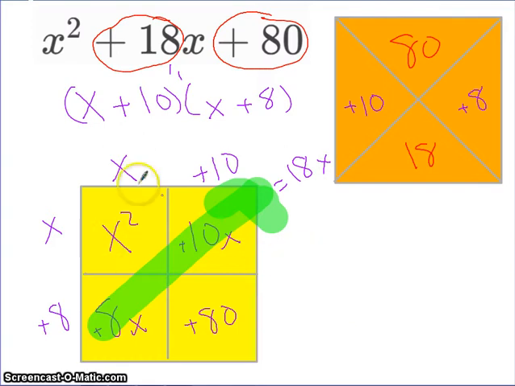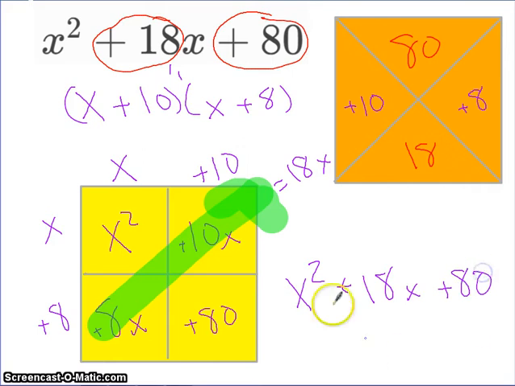So my final answer, if I multiply x plus 10 times x plus 8, I would get the trinomial x squared plus 18x plus 80. And so I have just confirmed that x plus 10 on the top times x plus 8 on the side does give me x squared plus 18x plus 80, which is the trinomial I wanted.